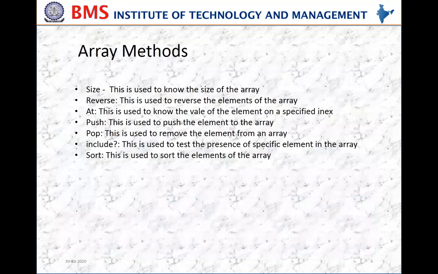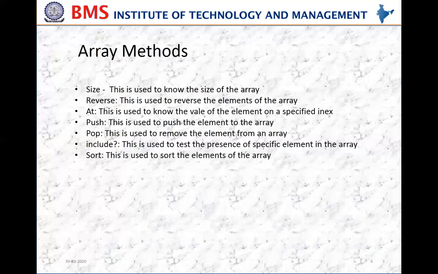Next, we have array methods. You know the typical definition of an array is a homogeneous collection of a set of elements. There are various methods available in arrays. I'm just taking a few methods. One is size, which is used to know the size of the array. Then we have a reverse method, which is used to reverse the elements of the array. We have the at method, which is used to know the value of the element at a specified index. We have a push method, which is used to push an element into the array.